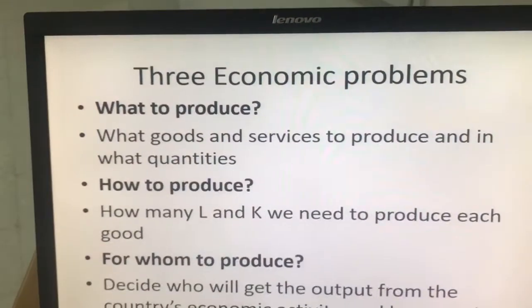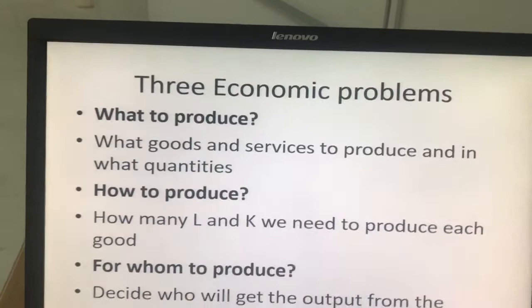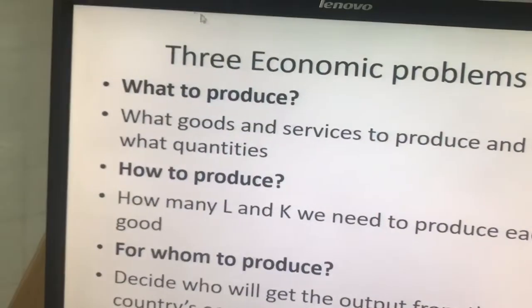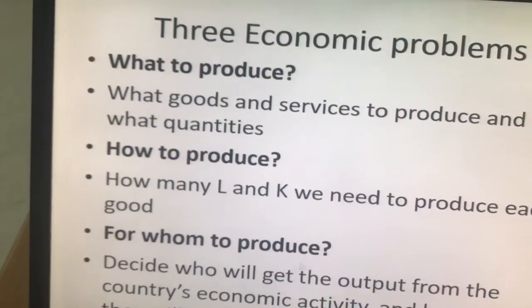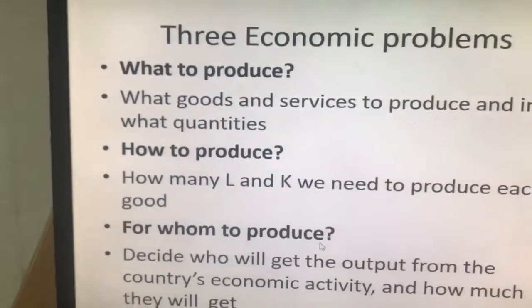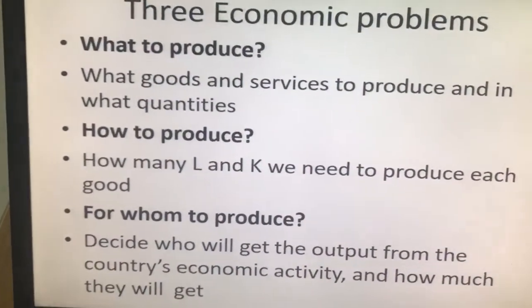This is the third part of chapter 1. We said we have 3 questions we have to answer. The first one is what to produce, the second one is how to produce, and the third one is for whom to produce. So what does it mean, what to produce? It means what goods and services to produce and in what quantities.